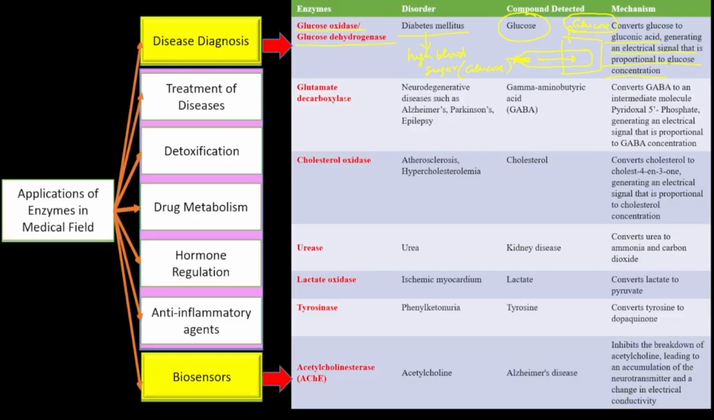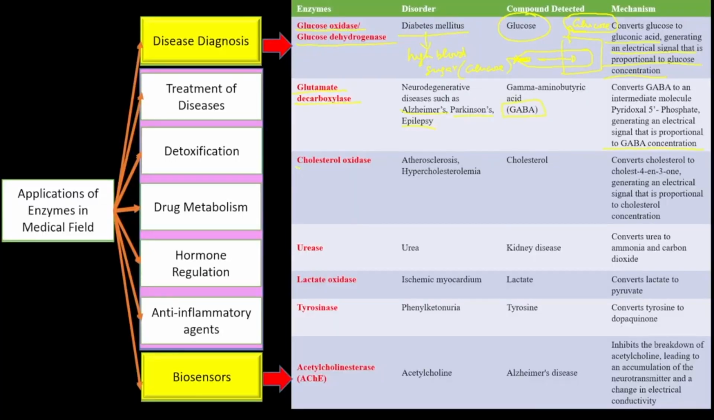The second example is glutamate decarboxylase. This is another enzyme, used for detection of neurodegenerative diseases such as Alzheimer's disease, Parkinson's disease, or epilepsy. With the help of glutamate decarboxylase, you detect the level of gamma-aminobutyric acid. The mechanism is that GABA is converted into a pyridic sulfide phosphate, generating an electrical signal that is proportional to the GABA concentration. So the mechanism remains the same as what we discussed for glucose, except that the enzyme is different, and the analyte is also different.